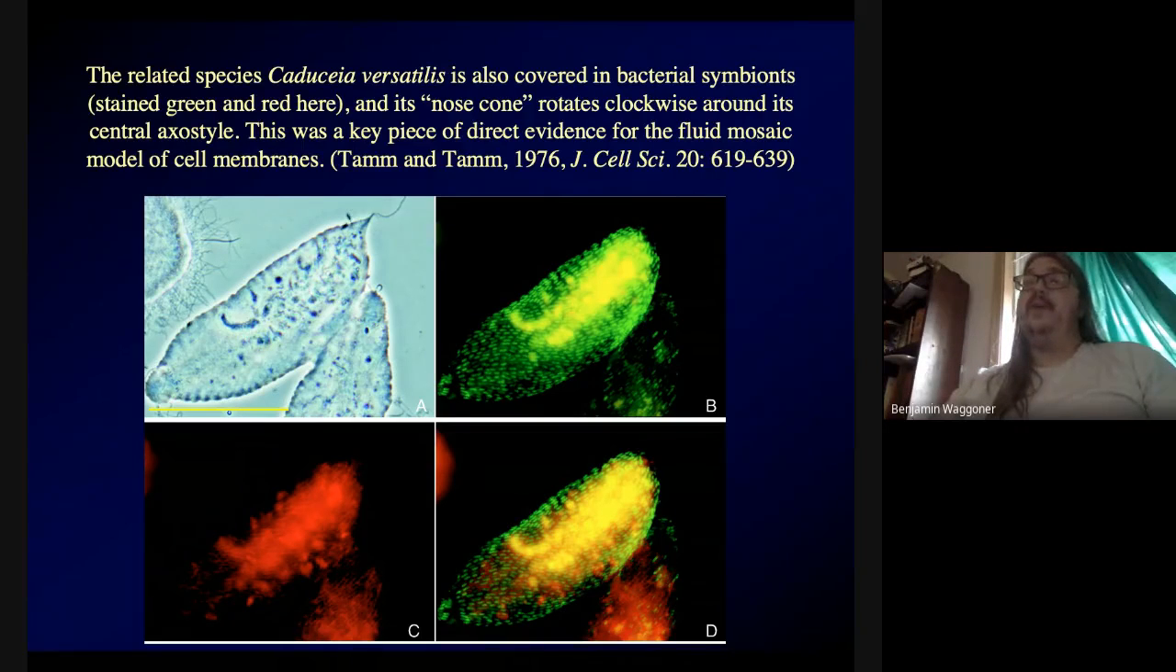This matters because this was a key piece of evidence for the fluid mosaic model of cell membranes. Now, you know what that is. The idea that membranes are made of phospholipids that look like lollipops with two sticks. Some of the sticks are bent and some of them are straight, and they form two layers, this lipid bilayer. I'm assuming you remember this from 1440, if nowhere else.